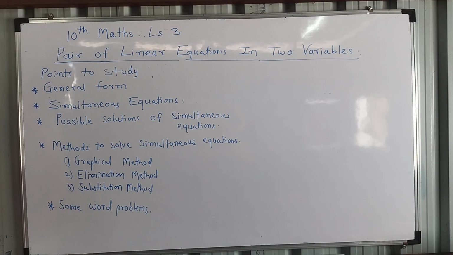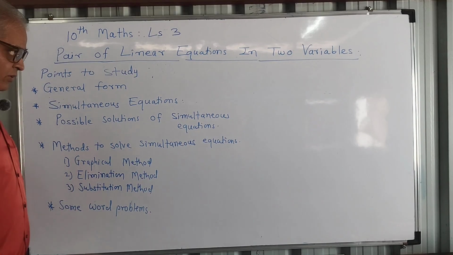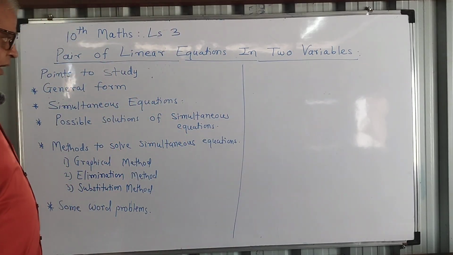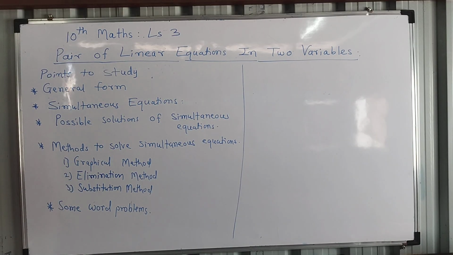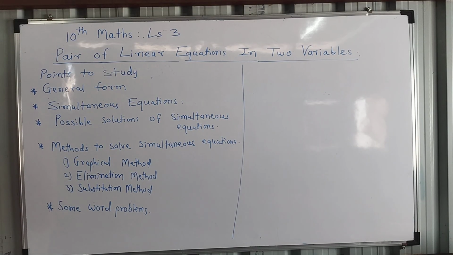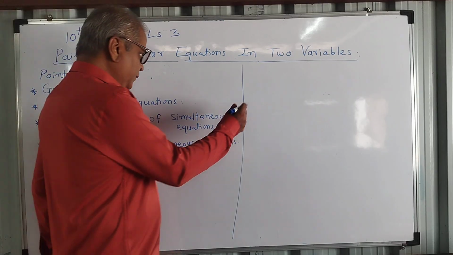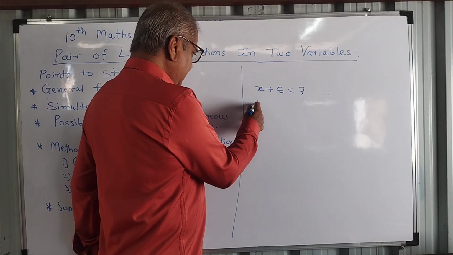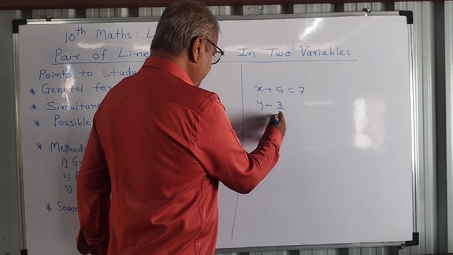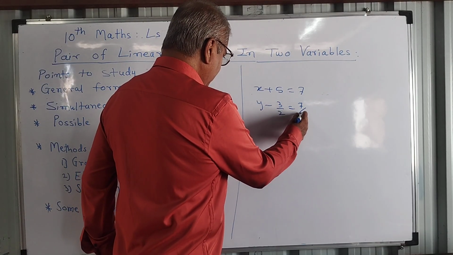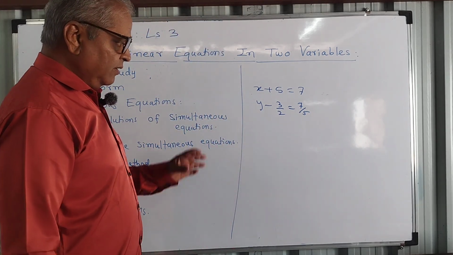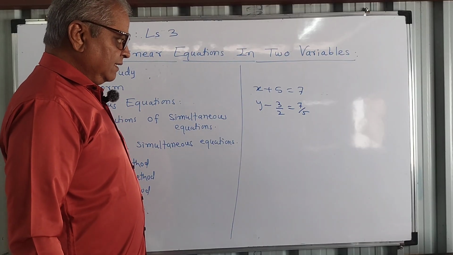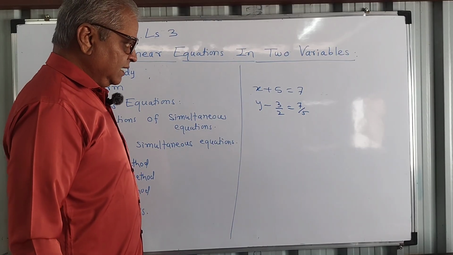So what is meant by simultaneous equations? What is the general form? We will continue. See, everyone is aware of linear equation in one variable. x plus 5 is equal to 7, y minus 3 upon 2 is equal to 7 upon 5. So these are linear equations in one variable, and we have solved all these equations in 7th standard, 8th standard, even in 6th standard also.